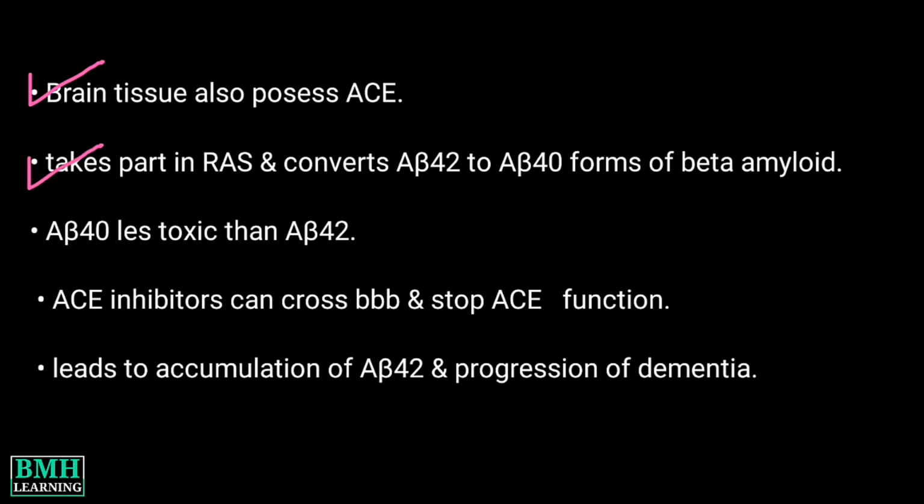In brain, it takes part in local renin-angiotensin system and converts A-beta-42 to A-beta-40 forms of beta amyloid. The latter is less toxic than the former. ACE inhibitors can cross the blood-brain barrier and hence stop the ACE to do its function, that is, to convert A-beta-42 to A-beta-40. This may lead to the accumulation of A-beta-42, which is the more toxic form, and thus progression of dementia.